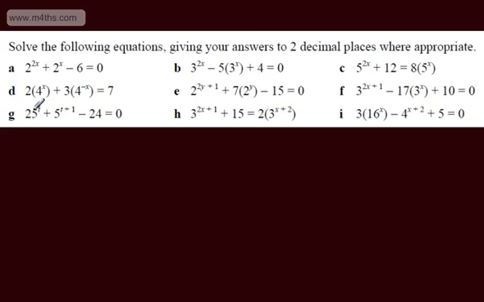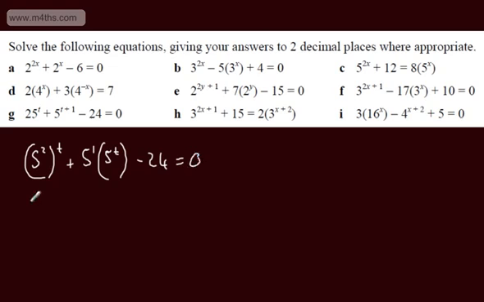This one right here: 25 to the power of t plus 5 to the power of t plus 1 minus 24. So let's be a bit crafty. 25 is 5 squared. 5 squared to the power of t plus 5 to the power of t plus 1. So what I'm going to write is this. I'm going to write this as 5 lots of 5 to the power of t minus 24 is equal to 0. So rewriting this, we've got 5 to the power of t, which we're going to square, using rules of indices, plus 5 lots of 5 to the power of t minus 24 is equal to 0.